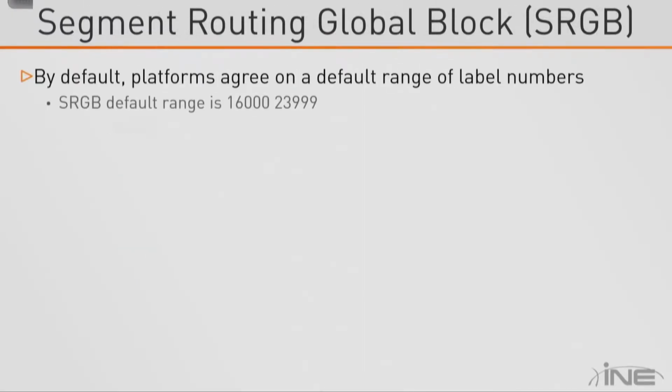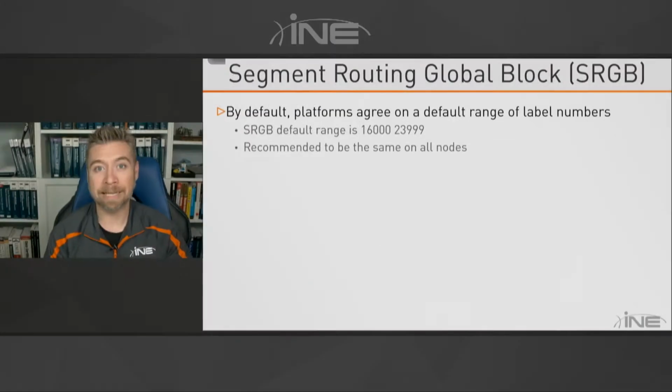Okay, specifically, like I mentioned, the segment routing global block, hey, look at that, I was actually correct. It's 16,000 to 23,999. So this is the default range that it uses. I'm not really 100% sure why you would need this many labels, because each router only gets one label now. The loopback is going to be manually programmed with a number out of this range. Additionally, it's recommended that they have the same range on all of the nodes.